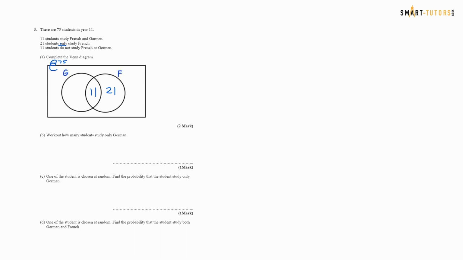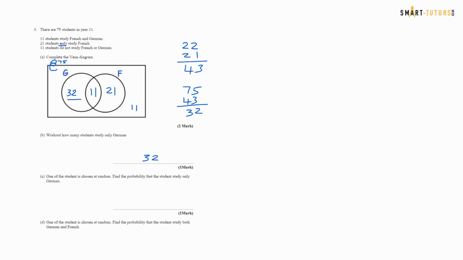11 students do not study French or German, so outside is 11 here. So we need to find out what is in this section. So add them up: 11, 21, 11. So 11 plus 11 is 22, plus 21 is 43. Take away from 75: 75 take away 43 is 32. So 32 people study only German. Work out how many students study only German.